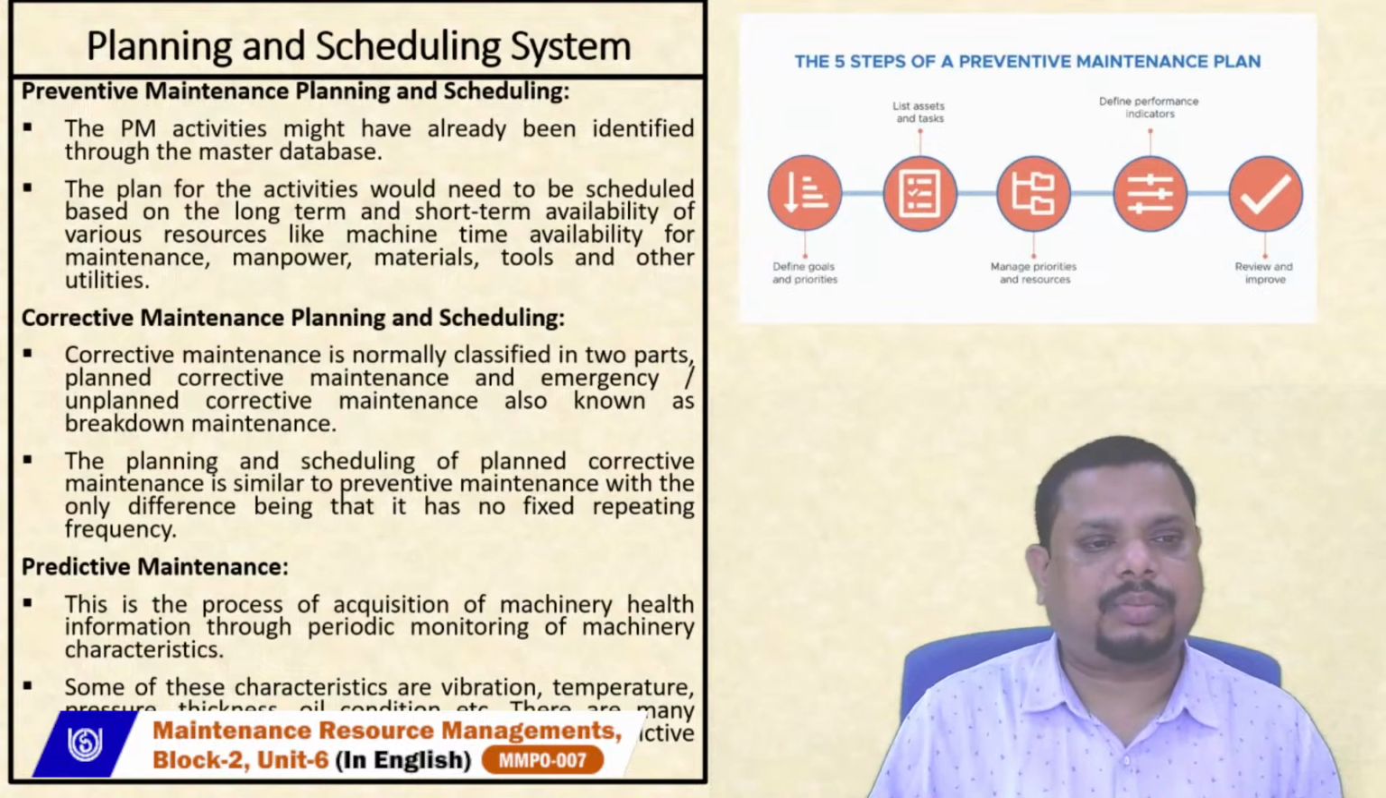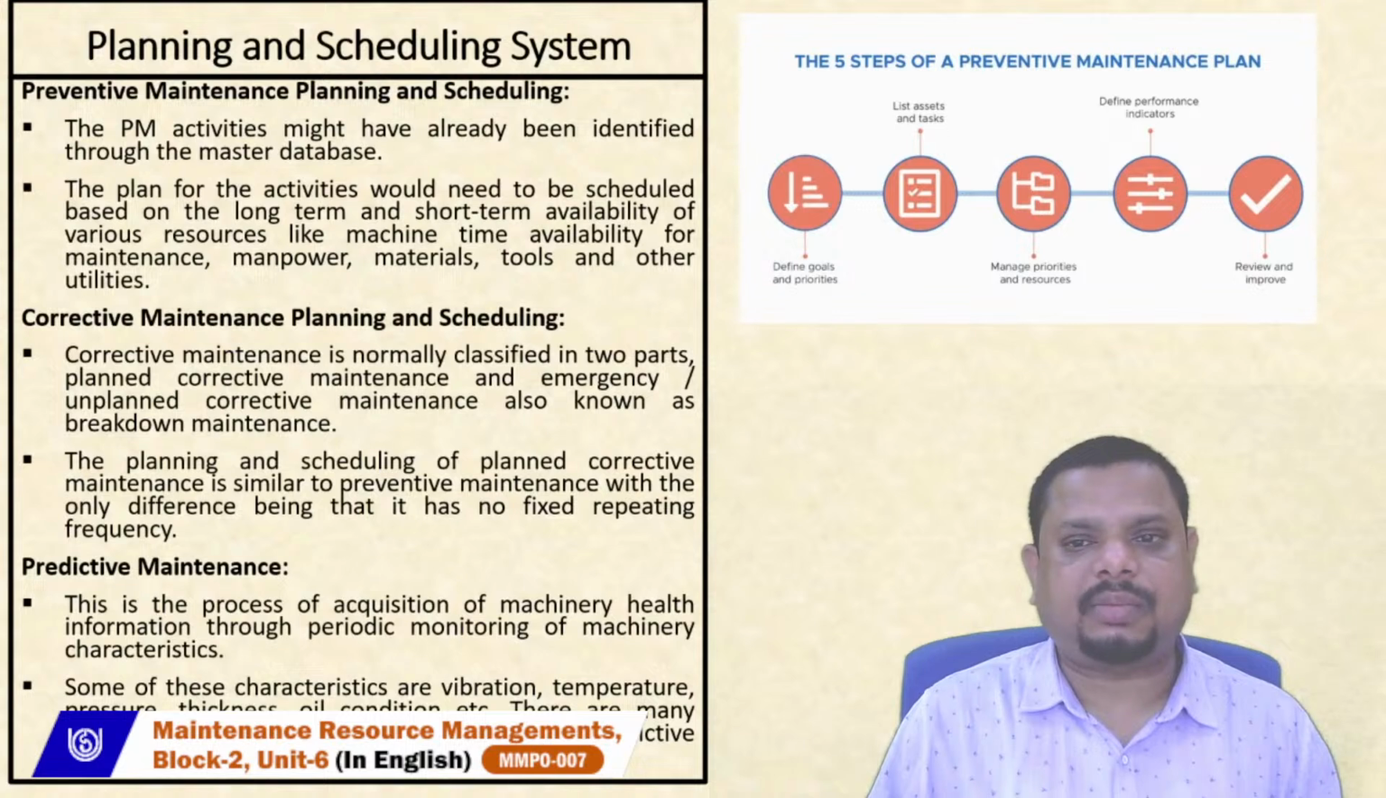The first one is that the preventive maintenance activities might have already been identified through the master database. The plan for activities would need to be scheduled based on the long-term or short-term availability of various resources, like machine time availability for maintenance, availability of manpower, materials, tools and other utilities. So let's take examples of preventive maintenance steps. The first one is define the goals and priorities. The second one, we have list assets and tasks.